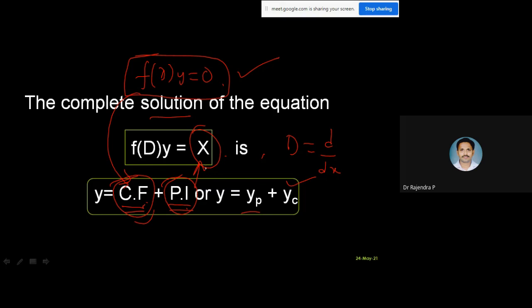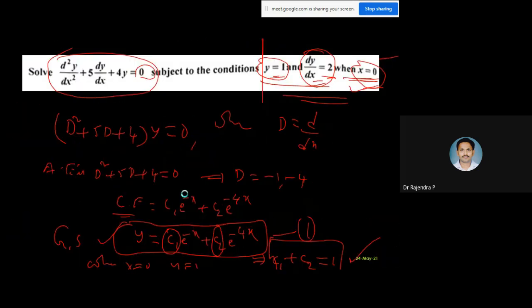So I have to find the solution for this particular function X. There are certain methods to solve those particular integrals. That name is called particular integral. I will tell you now why it is called particular integral.